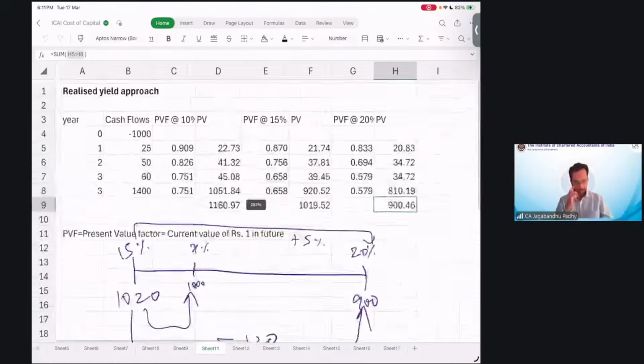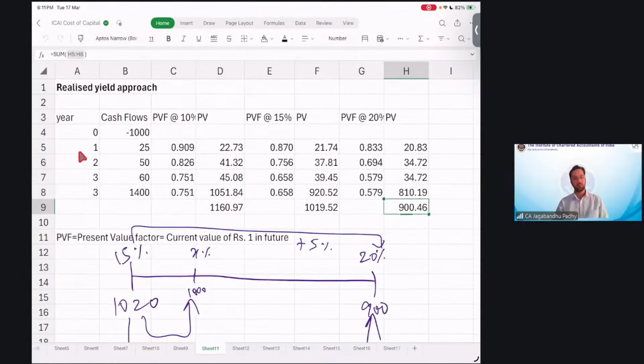Okay, so realized yield approach, wherein we see what sort of cash flows we get from the purchase of shares. So let's say you bought a share for 1,000, and against that, you are essentially getting paid with these sort of dividends, and then you sell the share at 1,400. So what's your rate of return? It's simply calculating the IRR and nothing great out of it.